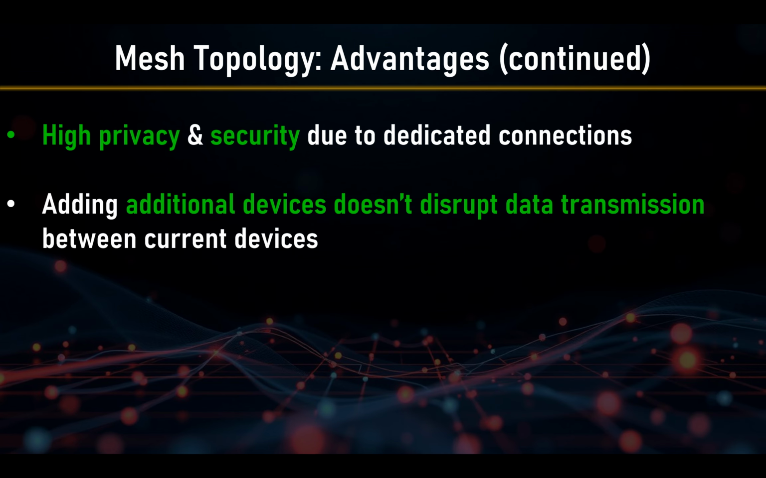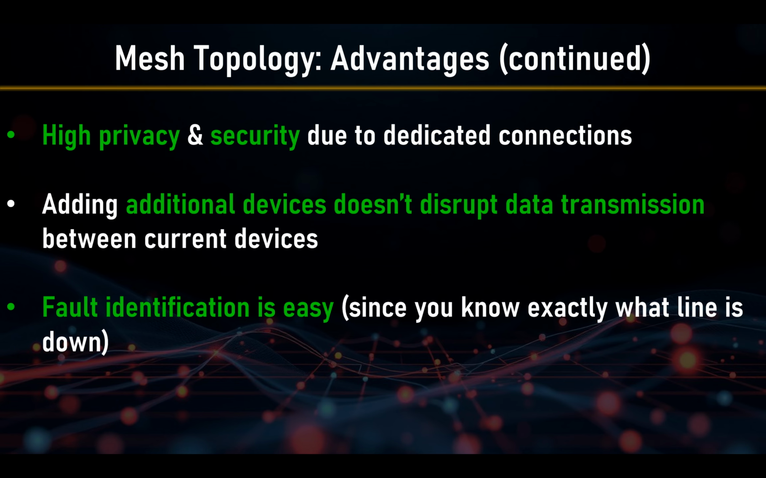We also say adding additional devices doesn't disrupt data transmission between current devices. We just add in the extra wires; we don't need to modify the entire network. Fault identification is easy since you know exactly what line is down. If A and B can't communicate, therefore it's this line that's down. Hopefully that makes sense.